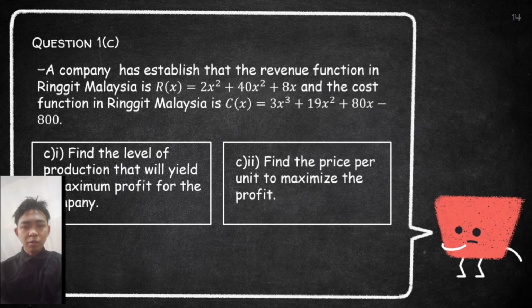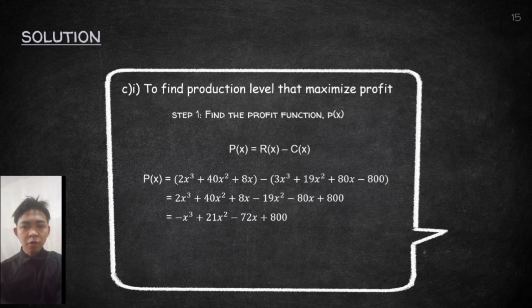Moving on to question 1c. This question is about revenue, cost and profit function. For the first sub-question, we need to find the level of production that will yield a maximum profit for the company. First, we need to find the profit function since the question did not provide us the function. To find the profit function, we need to use the formula of total revenue minus total cost.